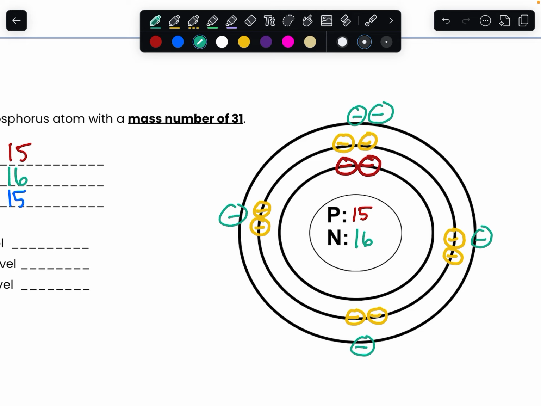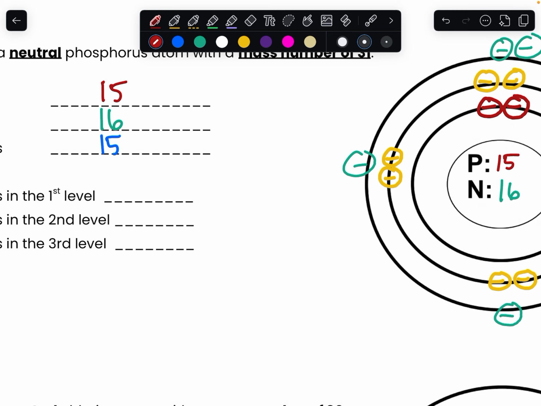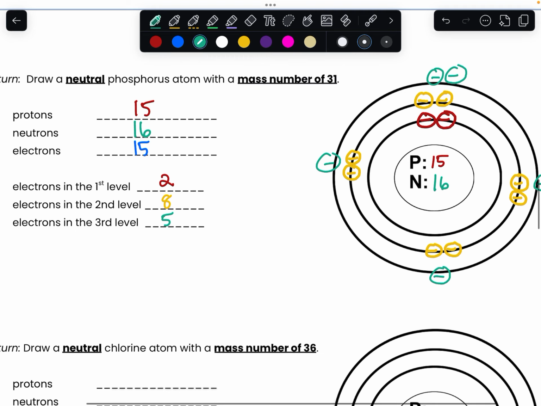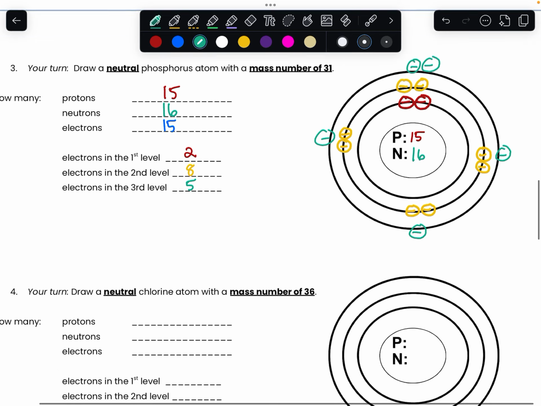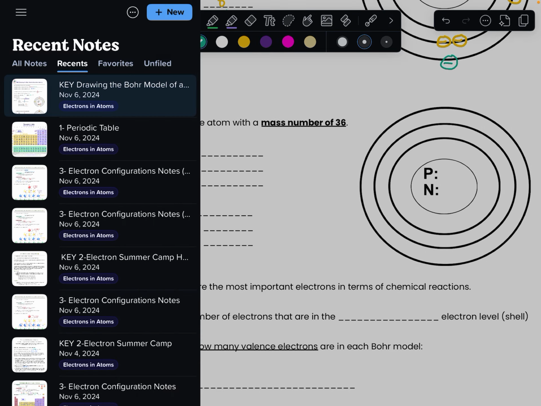Why don't you guys go ahead and record how many we have in each. You should have gotten 2 in the first energy level, 8 in the second energy level, and 5 in the third. Now, try out chlorine on your own. Again, get that periodic table out and look up chlorine's atomic number.